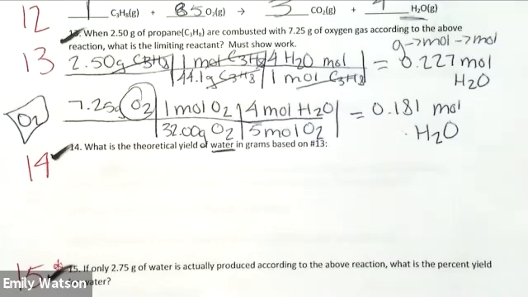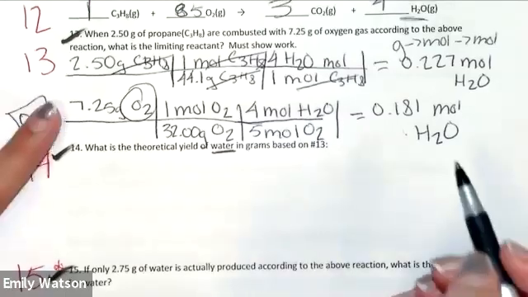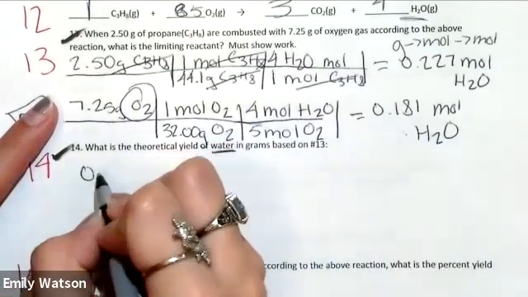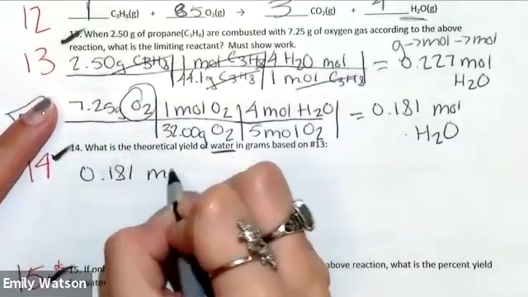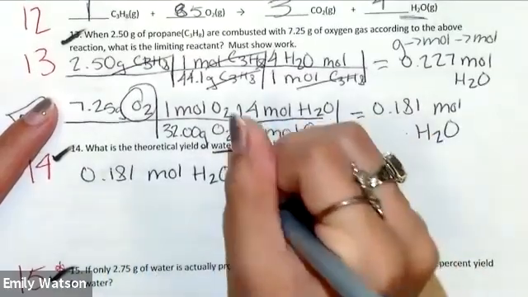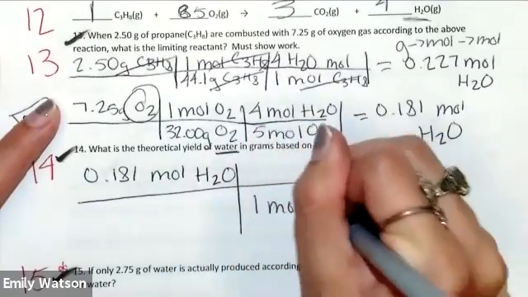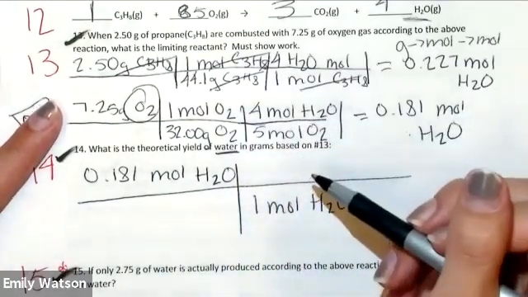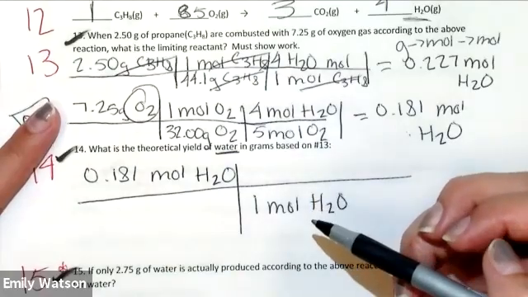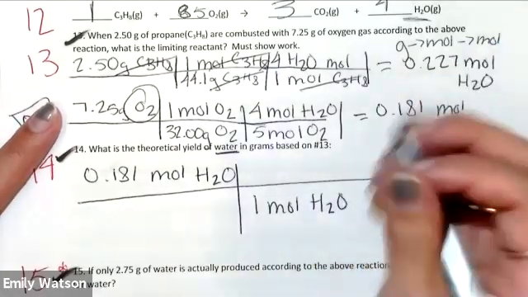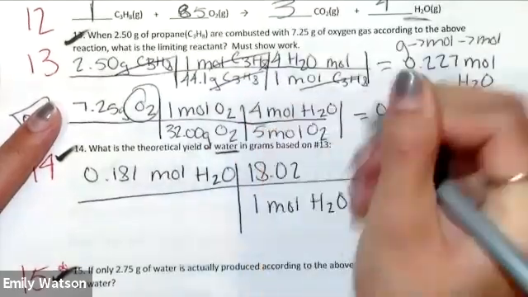Like our recovery is absolutely perfect. So basically, theoretical because the number that you get is in a very perfect world where you did absolutely everything correctly, which never ever happens. So all we're going to do is take this 0.181 moles of H2O and take it into grams. So 1 mole H2O. How many grams of water are in 1 mole? 18.02, and that's from the periodic table.